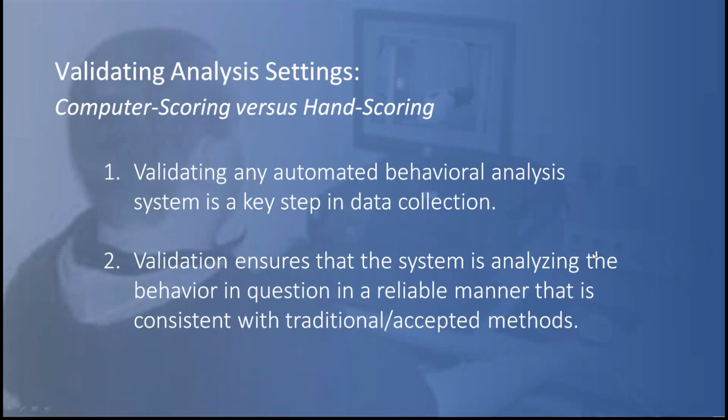So now that we've talked about how the system scores freezing, let's talk about how you validate settings. That's an important concept for any automated behavioral system. It means taking the automated system scores and comparing them to trained human observer or hand scoring. That's an approach that should be done regardless of what type of experiment you're doing. It's always best practice to validate the automated system against a known reference. It's a key step in data collection.